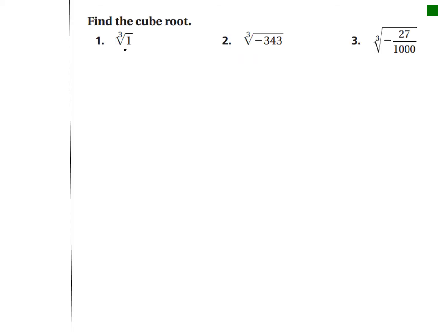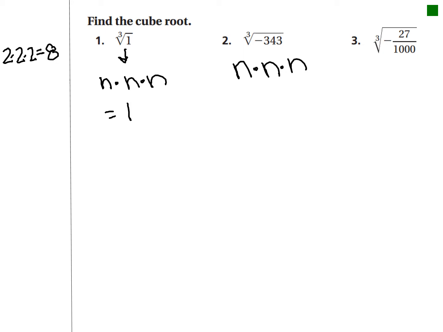If we're going to take the cube root of 1, we're thinking what times what times what is 1. The only answer to this one is 1. Number 2, we're thinking what times what times what is negative 343. I'm going to go ahead and start. Let's start with 2 times 2 times 2. This is my little cheat. 2 times 2 is 4. 4 times 2 is 8.